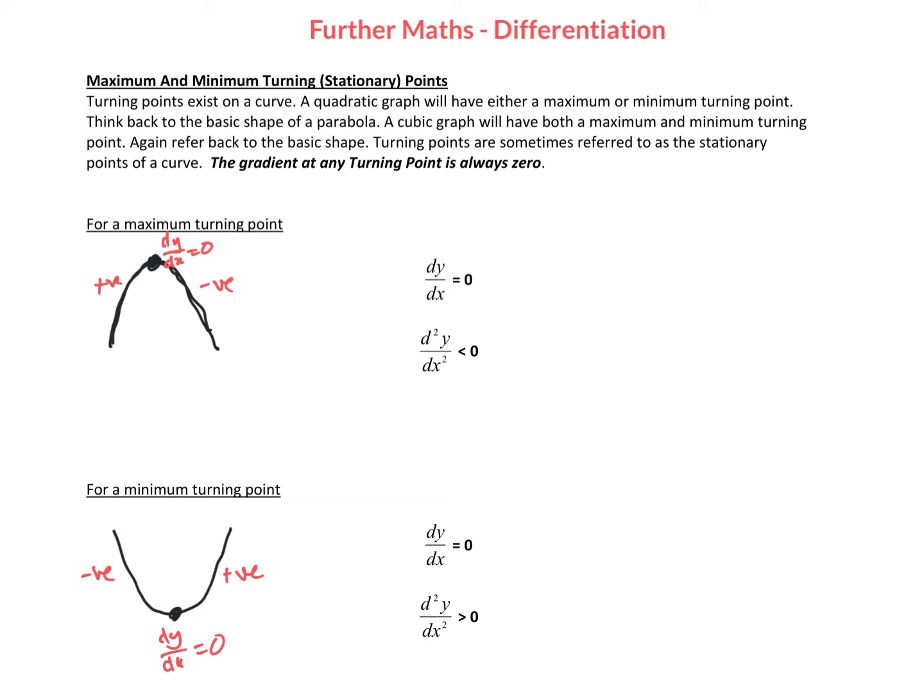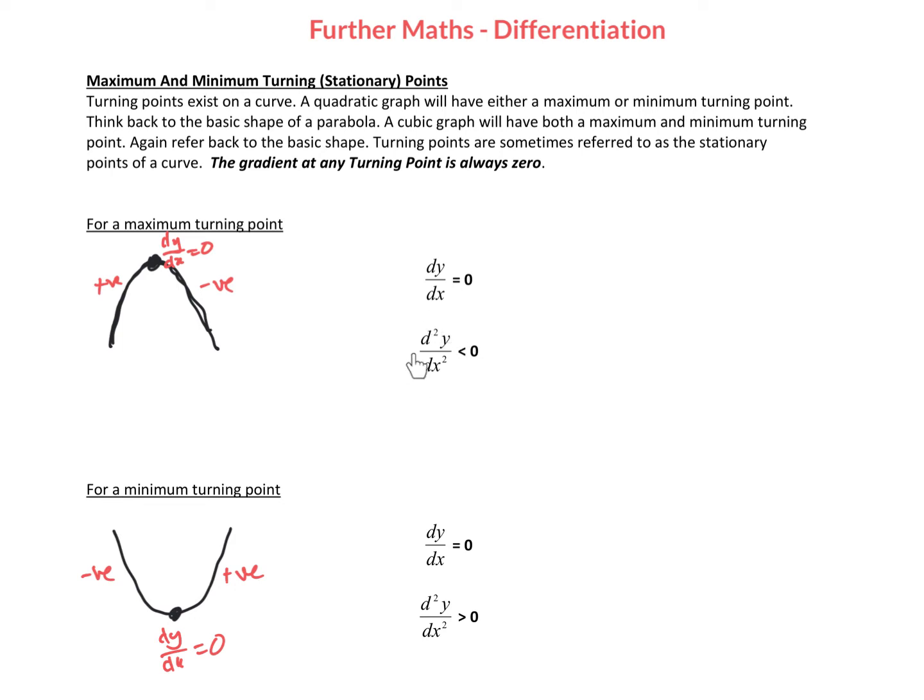A quadratic graph is either a happy face or a sad face. And so when we have a quadratic graph, we will have one stationary point. However, when we have a cubic graph, often we'll get one maximum and one minimum turning point, one sad face and one happy face. And we need to be able to distinguish between them. So to find a stationary point, we always start by putting dy by dx equals 0 and solving.